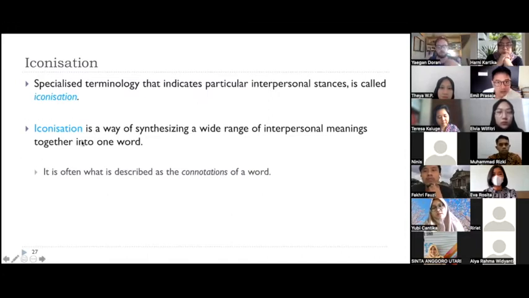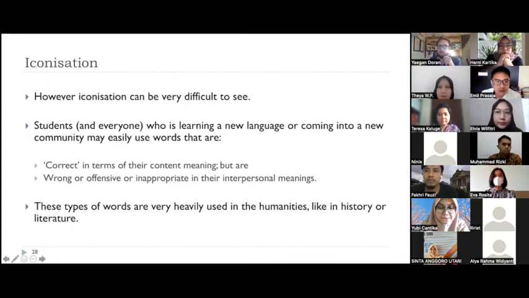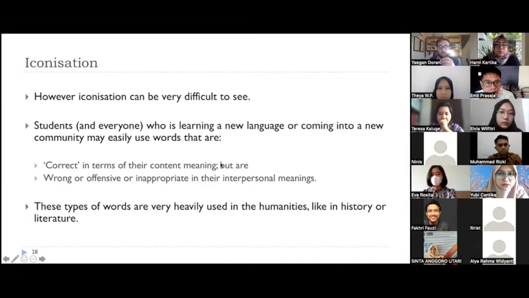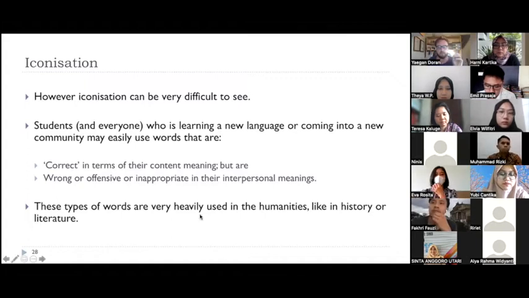But in particular, I'm talking about ones that are used in specialized fields. So not everyday common connotations, but ones used in academic discourse. It's the same type of thing, though iconization can be very difficult to see. Students and everyone who is learning a new language or going into a new community can easily use words that are correct in terms of their content meaning, but are wrong or offensive or inappropriate in terms of their interpersonal meanings, or indicate something about your political positioning or your judgment of something that you don't mean to indicate.